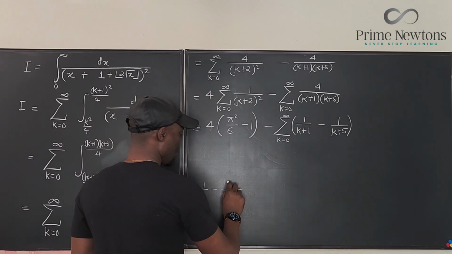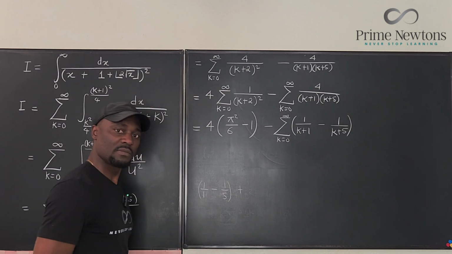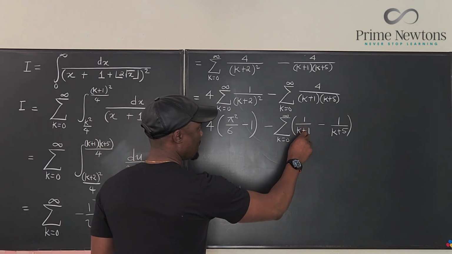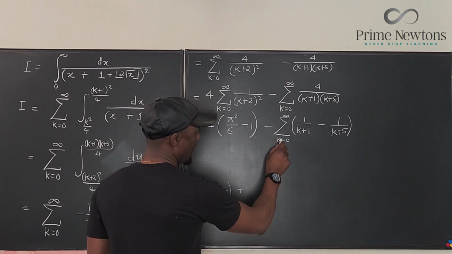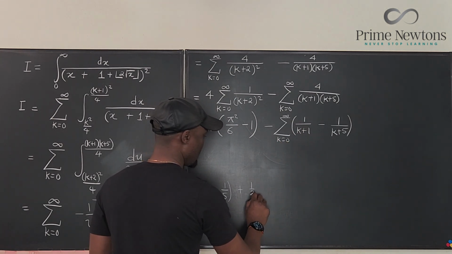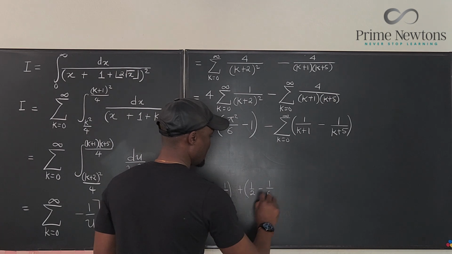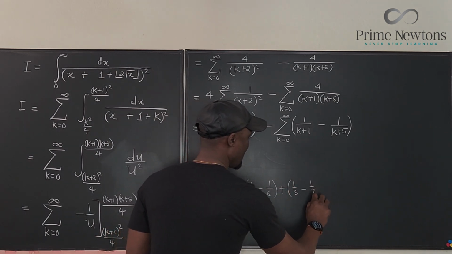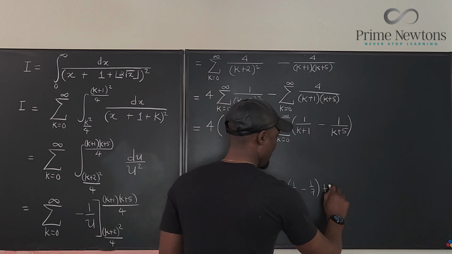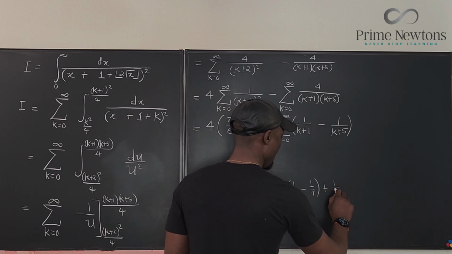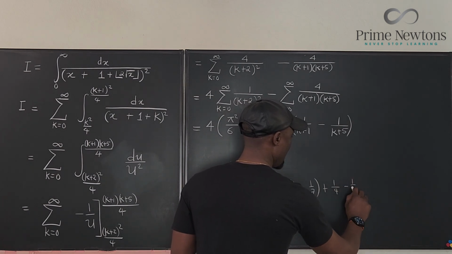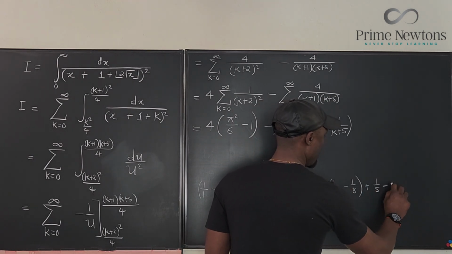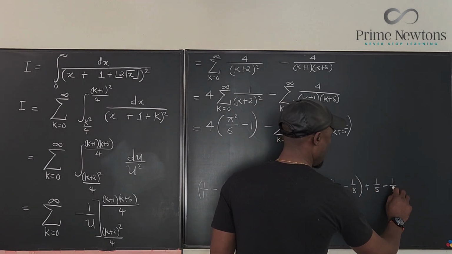Okay? So this is what we usually do. And then we go to the next one. When k is 1, this would be 1 over 2 minus 1 over 6. You can easily continue: 1 over 3 minus 1 over 7, and then plus 1 over 4 minus 1 over 8, and then plus 1 over 5 minus 1 over 9.